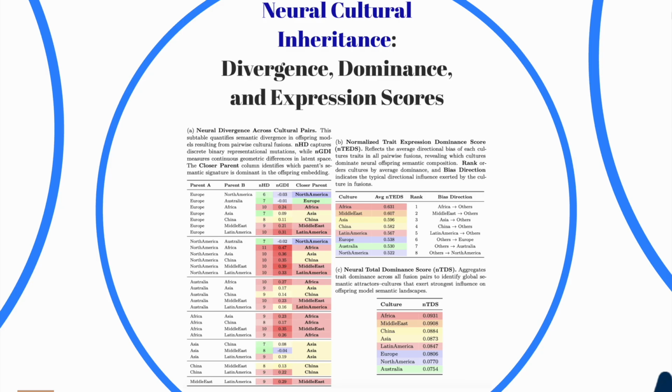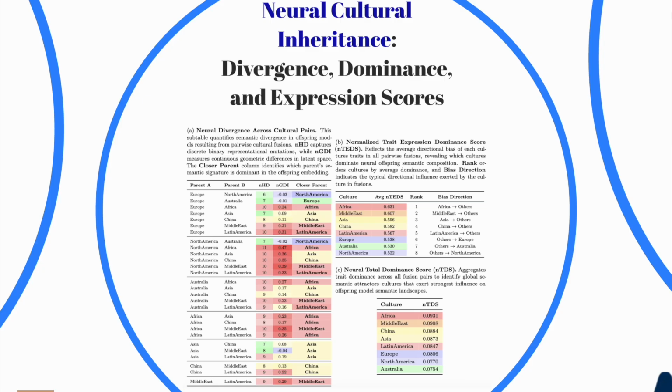High NTDS cultures set the tone across many merges. Low NTDS cultures need protection if you want balanced children. Design guidance. Before you merge, inspect NHD and NGDI by layer. Where they spike, plan adapters, gentler mixing, or brief local fine-tuning. During the merge, if one parent has high NTEDS or high NTDS, allocate more blend weight or geometry-preserving loss to the other parent in mid-layers to retain minority traits.